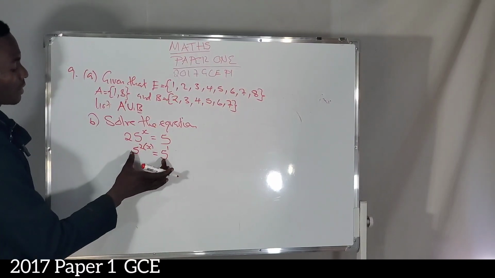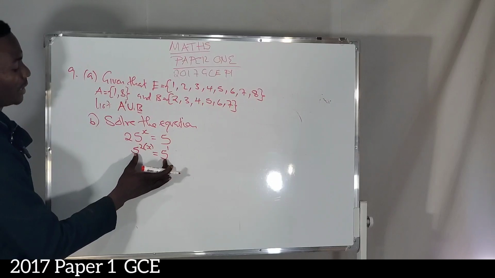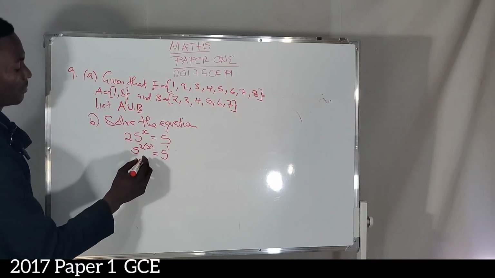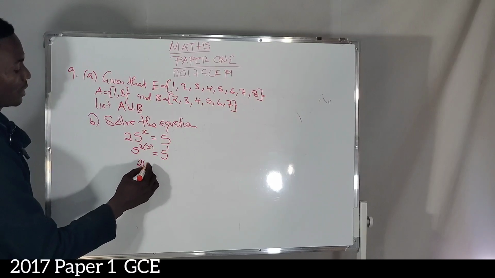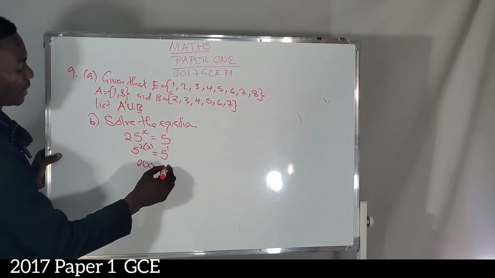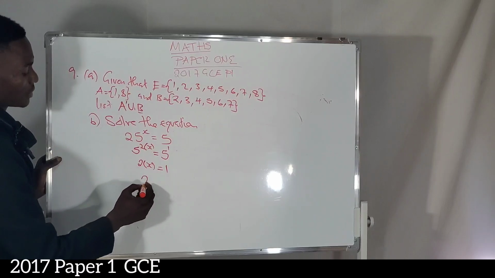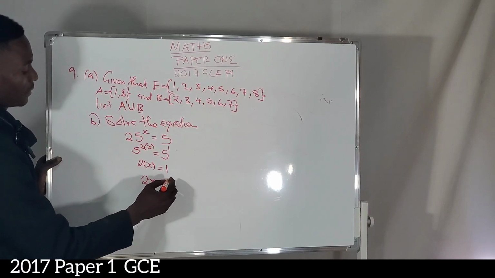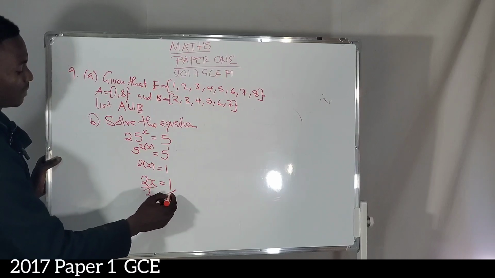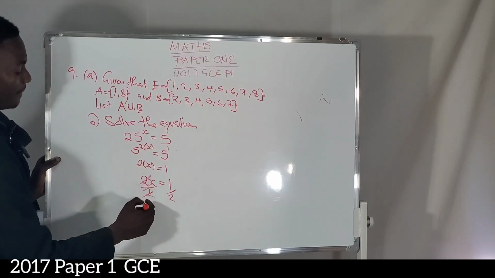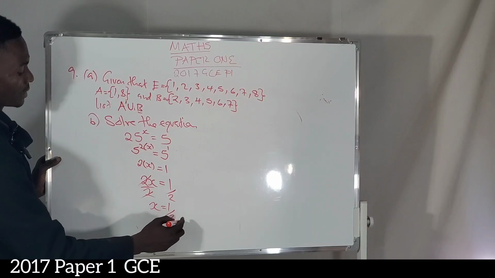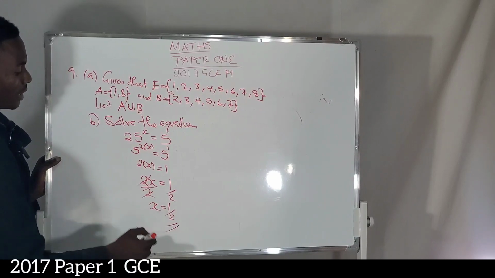Since we now have a common base, you just equate the powers. So you have 2x is equal to 1. So 2 times x is 2x equals 1. To solve for x, we divide both sides by 2. So the value of x is equal to half.